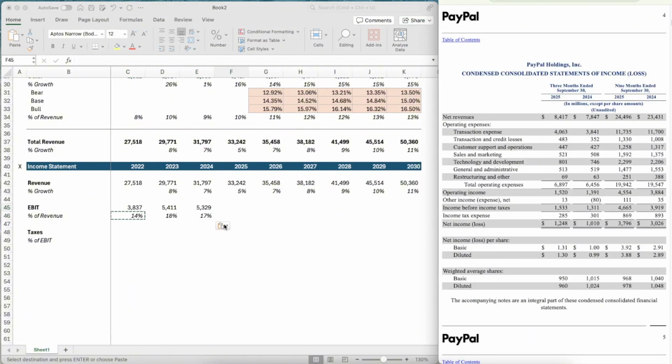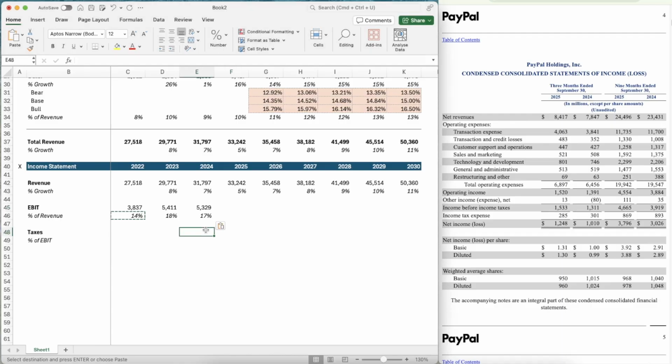So in 2024, it did 5 billion in EBIT, divided by 3884. 1.7. 4554 multiplied by 1.37, 2039, 13. Okay, so this is looking very good. The EBIT margin seems to be growing.